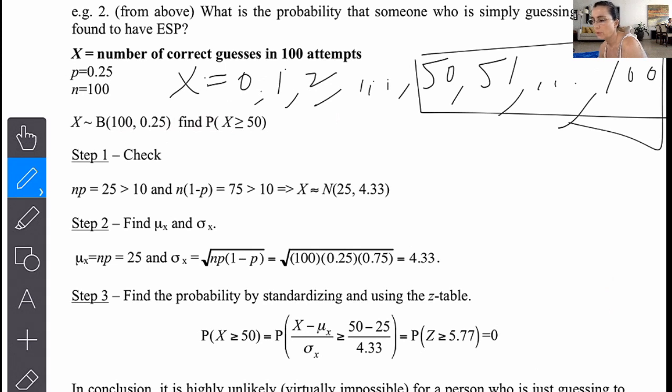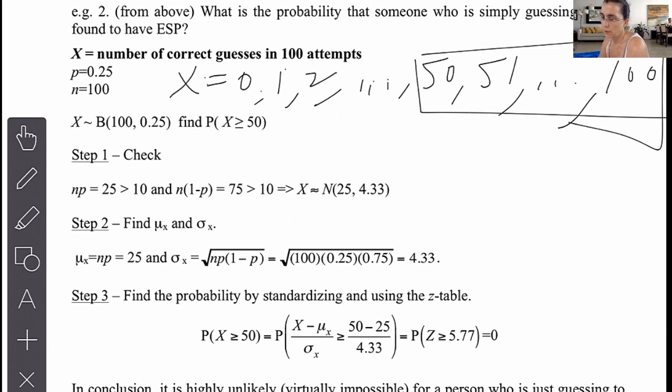So instead, I'm going to adopt the normal approximation to the binomial. First, I'm going to check if I can do it. I need to check that n times p is greater than 10, and it is. And n times 1 minus p, which is 75, is also greater than 10. So the normal approximation to the binomial is fine.